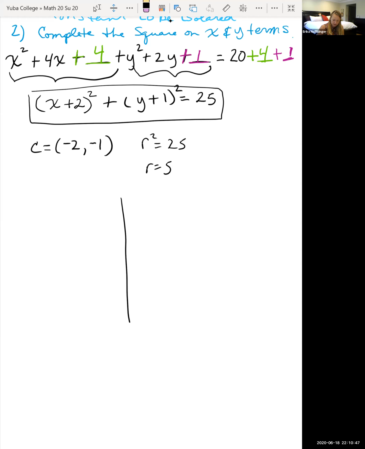So if we go to the left 2, down 1, we get our center. Let me just make some more points.